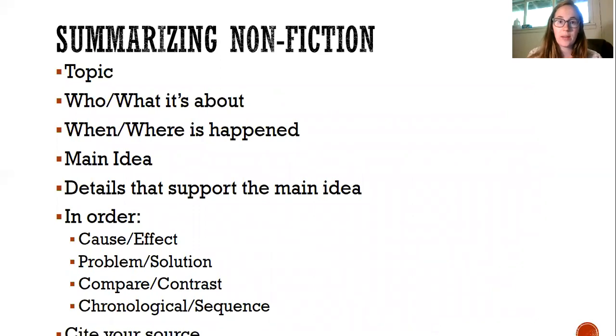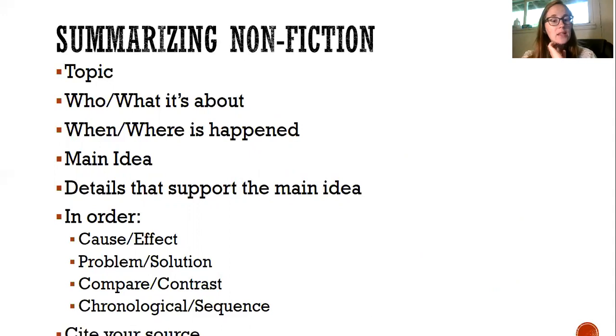Okay, so on to summarizing nonfiction. So nonfiction are things that are not stories, things that are true, often articles, things like that. So because nonfiction is a different type of writing, we're going to use different categories. We're going to make sure we cover some different content. So we want to say what the topic of the writing is. We want to say who or what it's about. We want to say when or where it happened, the main idea, and all the details that support the main idea. Aim for at least 3.